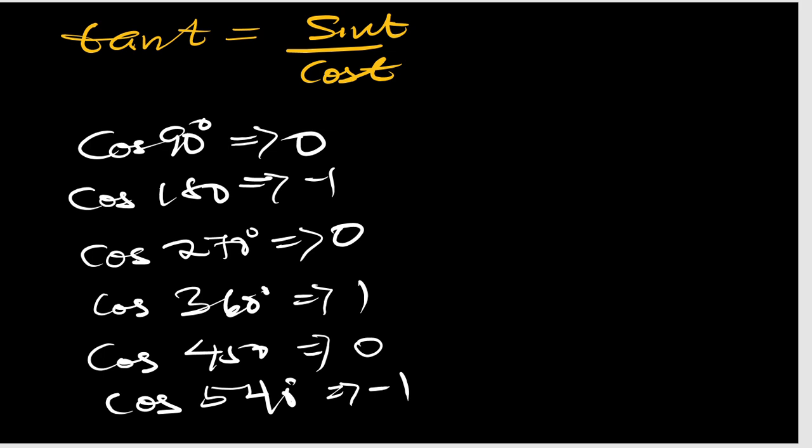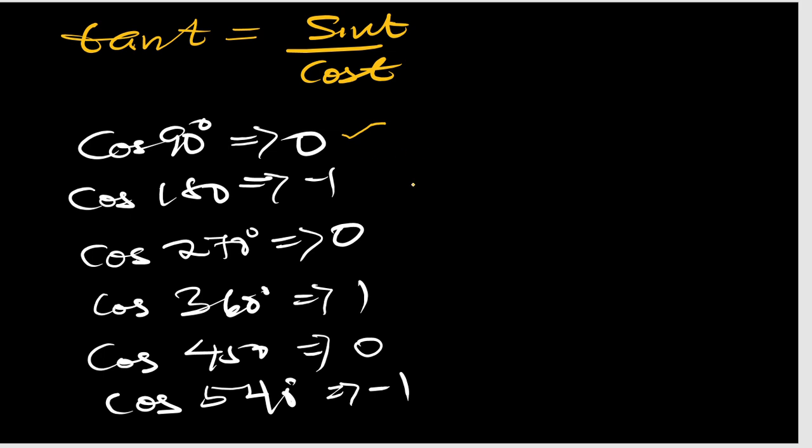Let's cross check and be sure. Yeah, -1. Good. So the cos function is always 0, -1, 0, 1, 0, -1, 0, 1 for all multiples of 90 degrees. At any point the cos is 0, tan is undefined due to what I've explained. So tan 90 is undefined. You can check with your calculator.